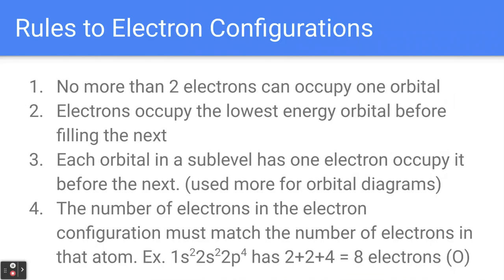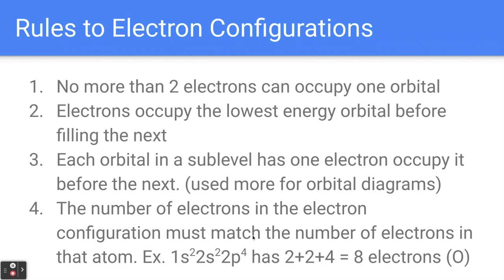So, rules to writing electron configurations. You can have no more than 2 electrons occupying an orbital. So if you have an s orbital, it only holds 2. So you can't have 2s5. That doesn't work. It's 2s2. Then the electrons are going to fill the lowest energy orbitals before filling the next. Each orbital in a sublevel has 1 electron to occupy it before the next. And that's, again, used more for orbital diagrams. You aren't really going to do too much of that when it comes to the numbers and letters. And then the number of electrons in an electron configuration must match the number of electrons in the atom. So 1s2, 2s2, 2p4.